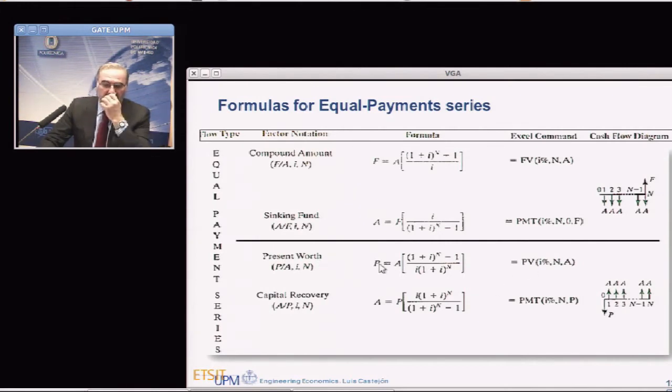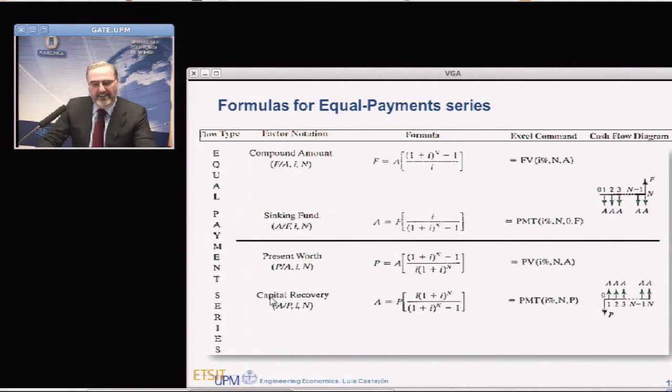In that case, I will calculate the present value of future payments. For example, this is used for the case, as I told you, of my sabbatical year. How much do I have to save today in order that in the next 5 years I can withdraw from my account 600 euros every month or 6,000 euros every year? So how much do I have to save today? This is the P factor.